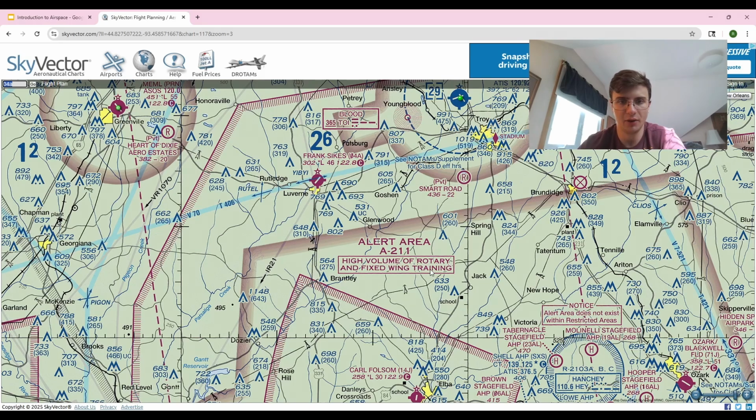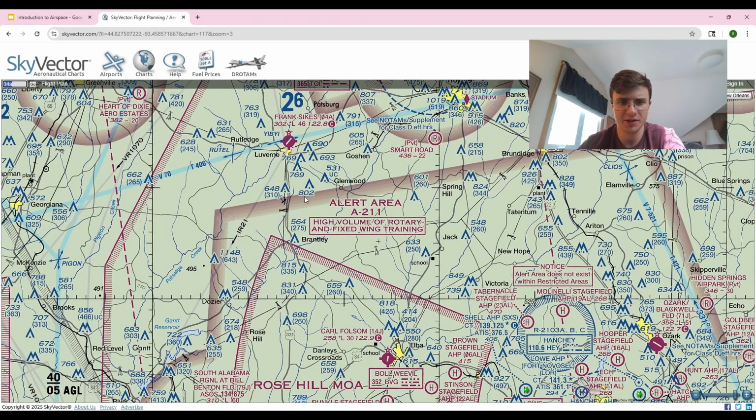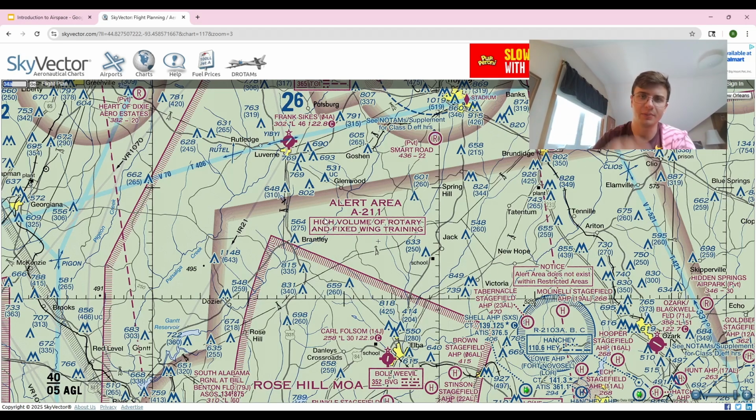Next, let's talk about alert areas. Alert areas are denoted right here by this shaded magenta box here. Alert areas are areas that if you're going to be flying through, you need to be aware of the hazards that they present. So in this case, this alert area, there's a high volume of rotary and fixed wing traffic. So there's going to be a lot of VFR traffic doing maneuvers, doing unpredictable things. So it's important, if you're going to be flying through this alert area, to be aware of it and to use good risk management skills when flying it.